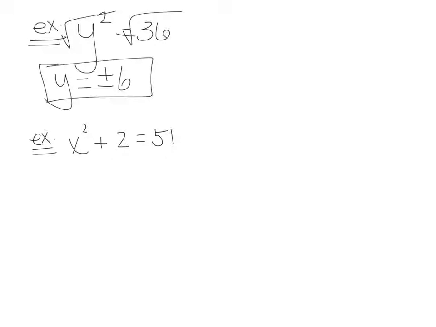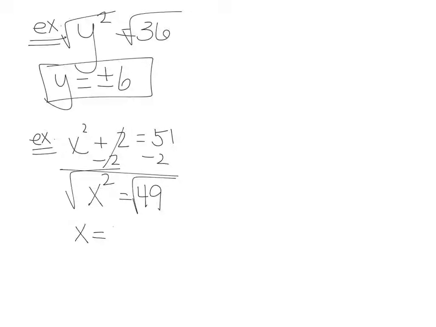So I'm going to subtract 2 first. So I have x squared equals 49. So now I'm going to square root, so I don't have to factor because this is quicker. So x equals what? Plus or minus 7. So hopefully everybody is okay with this.